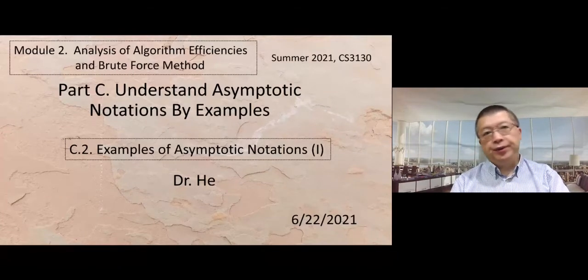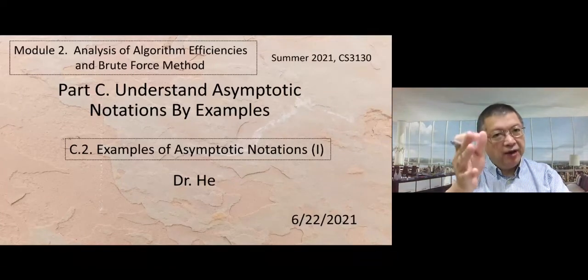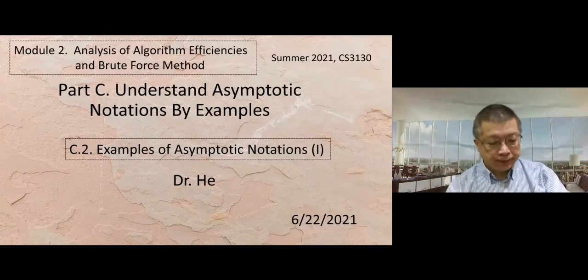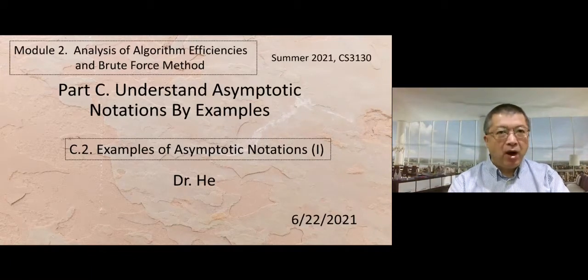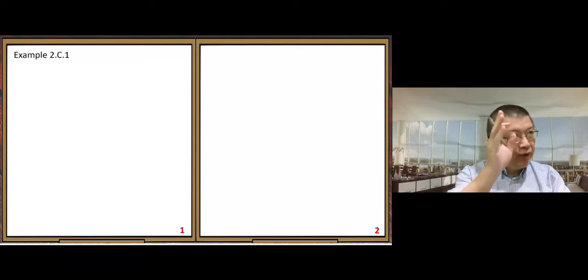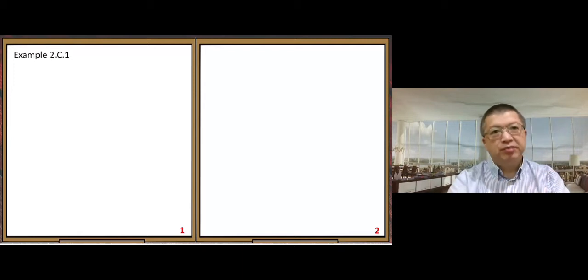Part C.2, examples of asymptotic notations, part 1. In this part, I will show many examples. All right, the first one looks pretty simple, but we will use the definition to prove it.